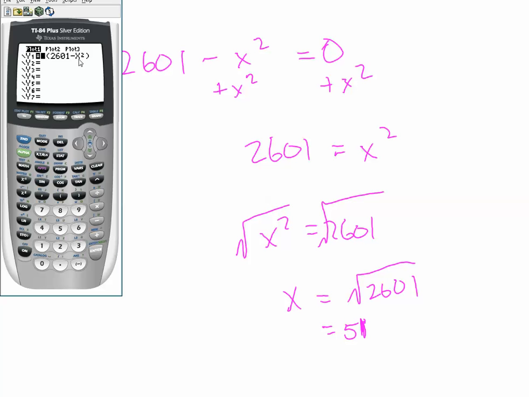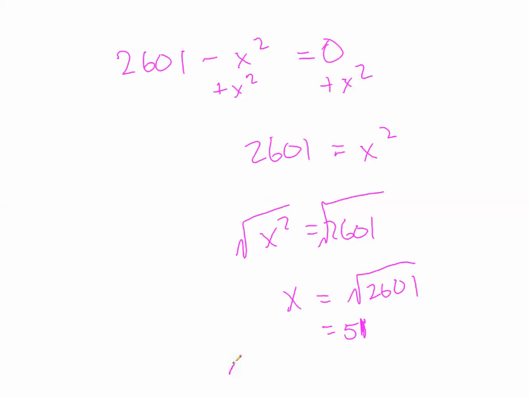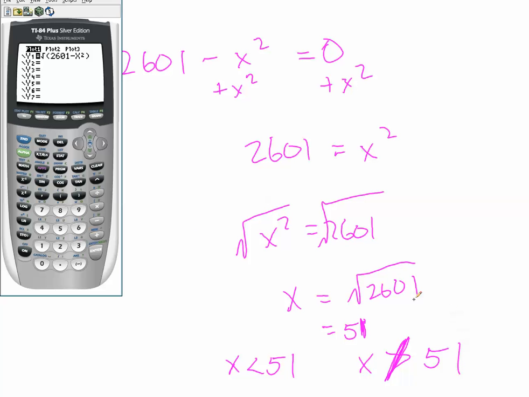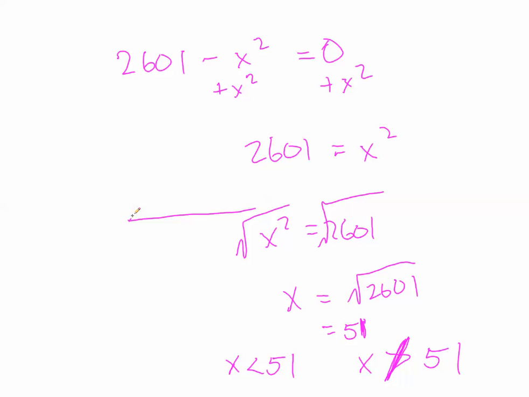And if x squared is bigger than 2601, then I'm going to get 2601 minus a bigger number, which is going to be a negative quantity, and the square root of a negative quantity is undefined. So essentially, I can make x smaller than 51. X can be smaller than 51, but x cannot, and I'll just strike this out, x cannot be bigger than 51.